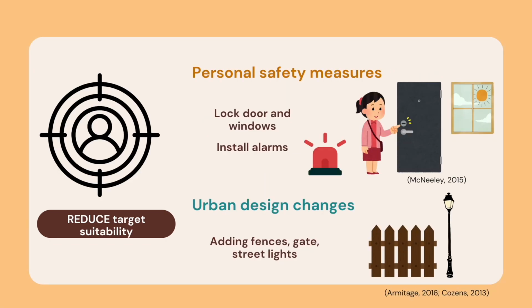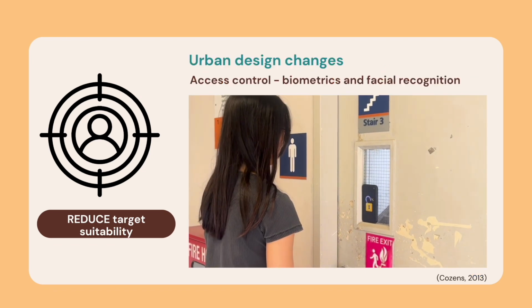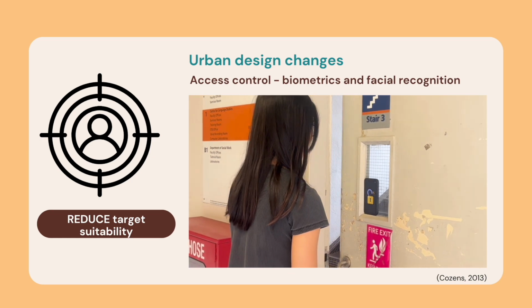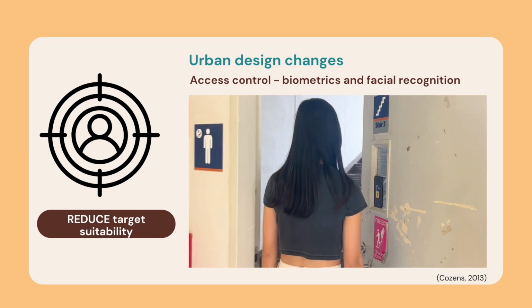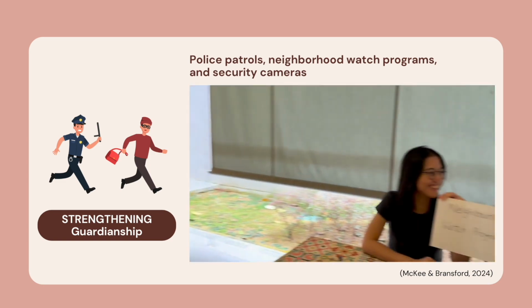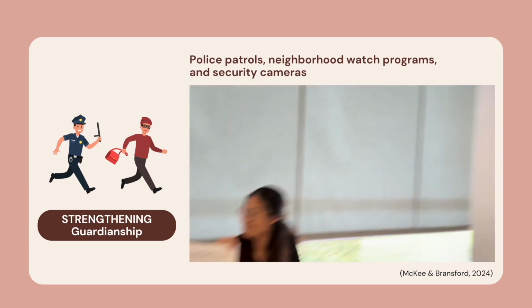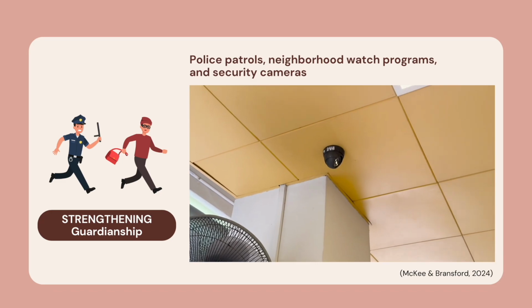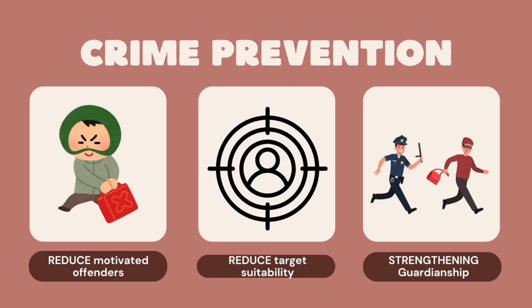Next, we can reduce target suitability through personal safety measures and urban design changes. Improving physical structures can make space less inviting to criminals, while technologies like biometrics and facial recognition can further enhance security. Lastly, strengthening guardianship can also be done by increasing police patrol, implementing neighborhood watch programs, and installing security cameras in public spaces. By addressing these three factors, routine activities theory provides a strong framework for crime prevention.